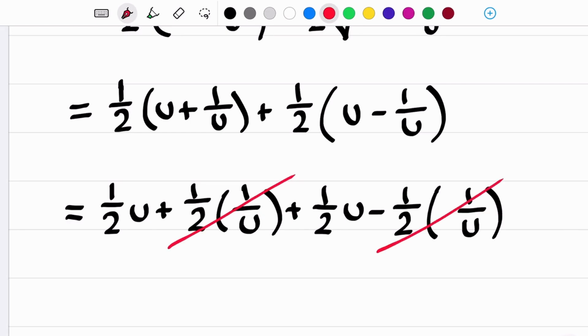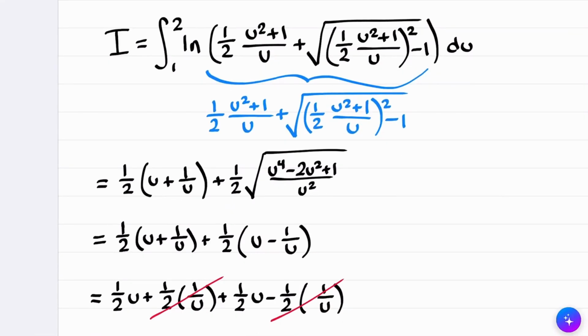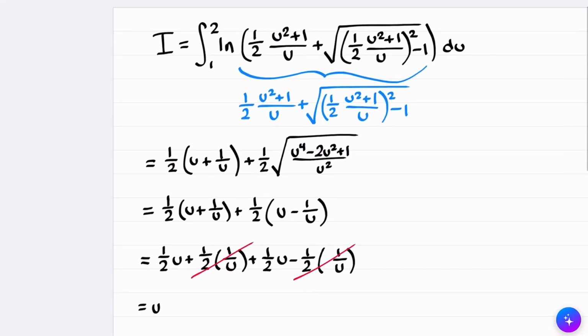And so we're simply left with 1/2 u plus 1/2 u, which is just equal to u. So there you go. The entire argument of our natural log is actually just equal to u. And so this whole big thing, if I zoom out, all of the simplifying we've been doing just proves that the argument of the natural log in our integral is just equal to u. So we can rewrite our integral as such and solve it from there.